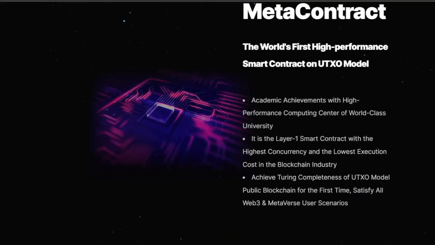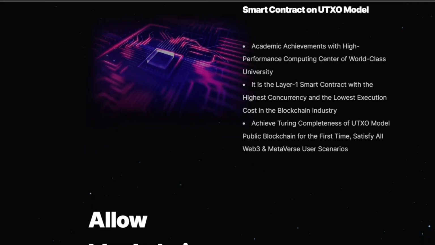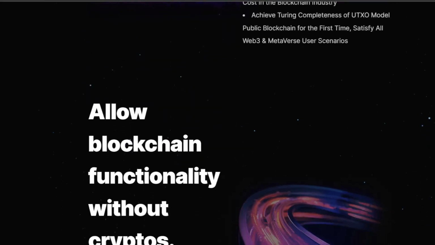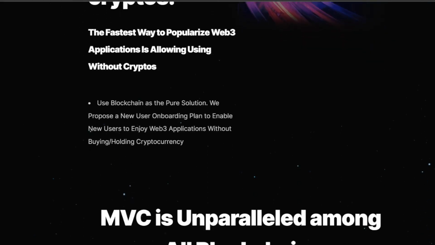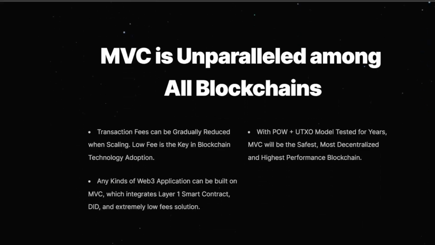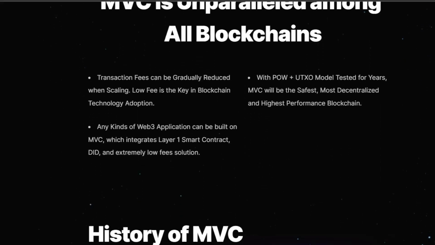Meta contract, UTX, again, a lot of repetition of the easy stuff. UTX model, again, and proof of work, all of this. Look at this, functionality with cryptos. Okay, Web3 application by buying and holding cryptocurrency. By the way, they do have an ability to stake and a lot of good ways of earning passive income.